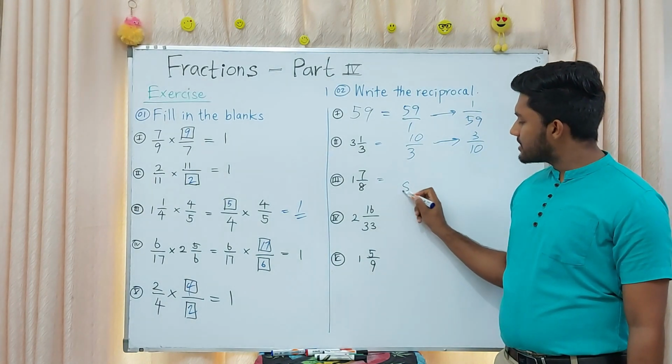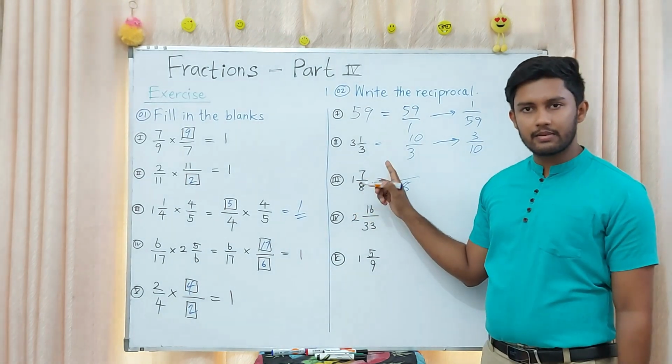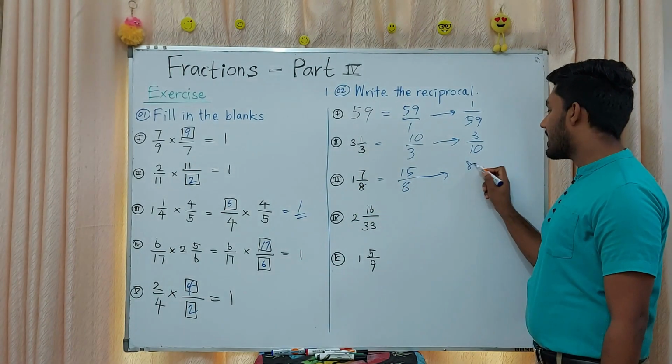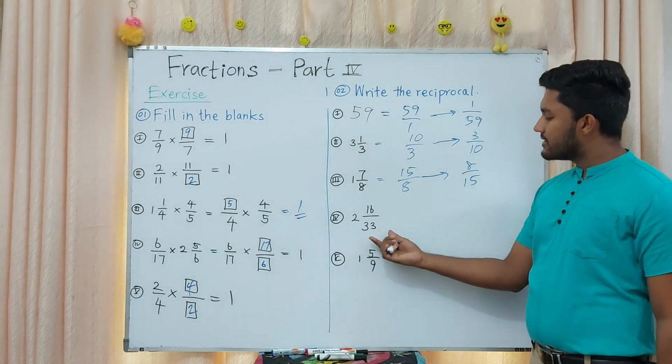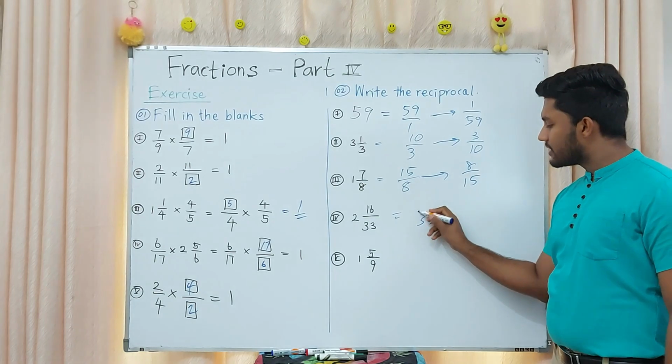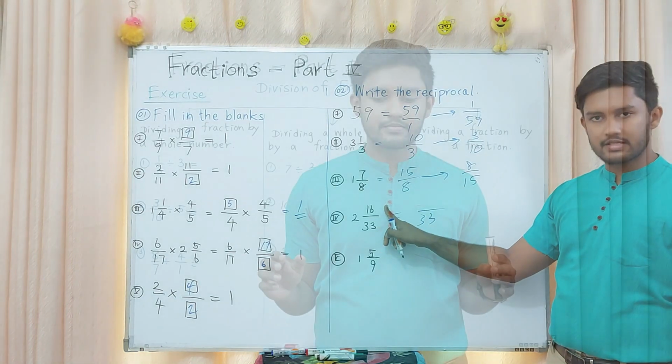Here 8 into 1, 8. 8 plus 7, 15. The reciprocal is 8 over 15. Then you have 33 into 2, 66. 66 plus 16.